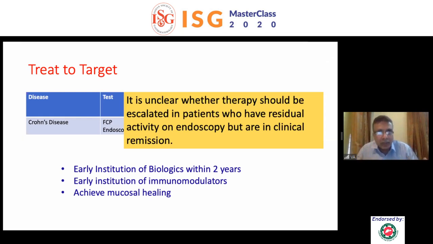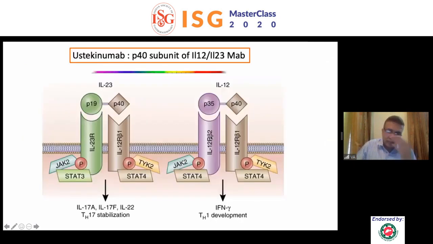Treat to target is coming up, maybe in 6 months' time, once we have CALM-2 trials coming up. CALM-1 is a trial which has been published. Another trial has been published, that is REACT-2 and CALM-2. So when their results come up, maybe we'll have more data. Right now, let it be clear to everybody that it is unclear whether therapy should be escalated in patients who have residual activity on endoscopy but are in clinical remission.